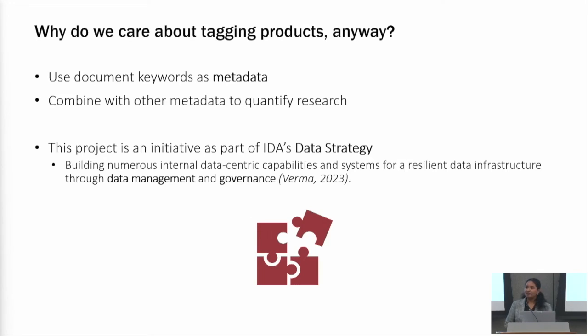Something that I did not address explicitly yet is why we are even tagging products. What benefit are we gaining from that? Once we have a product and we're generating this set of keywords, this is generating metadata for that product. When we combine this metadata with other details about the product, for example its authors, the divisions of the authors, maybe even sponsor information, we effectively gain a very rich and powerful data set from which we're able to characterize and quantify the research that we do here.